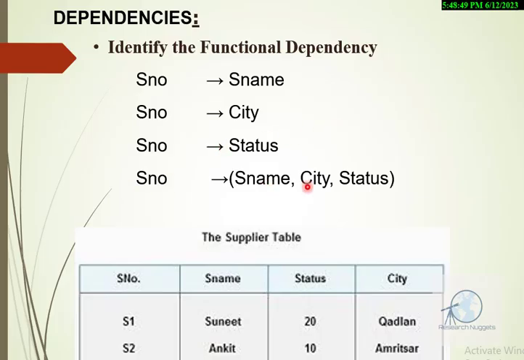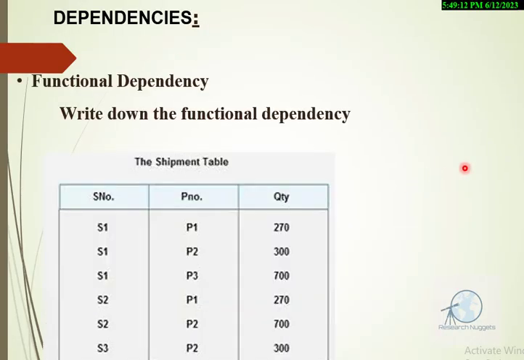Whenever you have more than one field that is functionally dependent on another field, like in this given case, you can see that the S name, the city, and the status are all functionally dependent on the S number. This is how we represent it. The S number is determining the S name, the city, and the status.